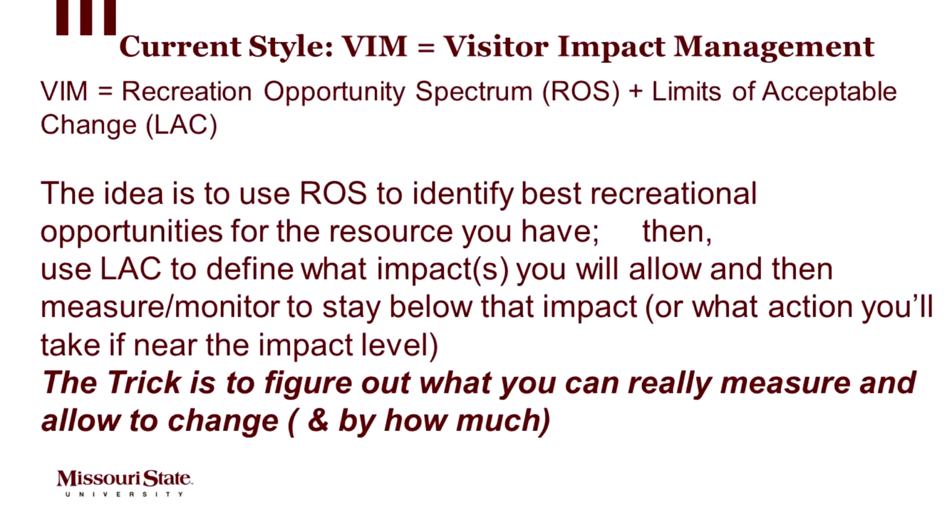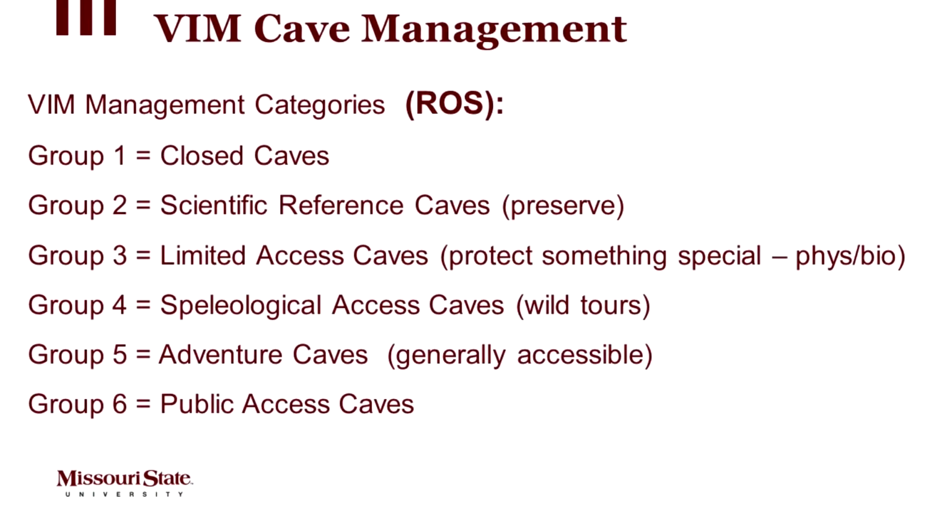Well, I said the visitor impact management is made of two components. The first one is Recreation Opportunity Spectrum. And that is where we take caves or any other resource and we group them into 6 categories. I've got a slide of that. The categories I'm going to run through really quickly. Group number 1 is closed caves. Caves that are either too dangerous, too precious, too unique, or too remote, and so they're just closed. We say nobody goes in, or very, very few people go in.